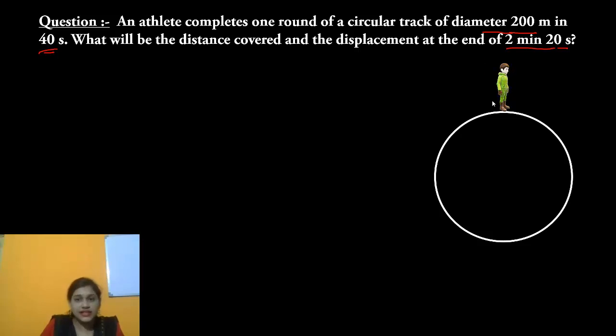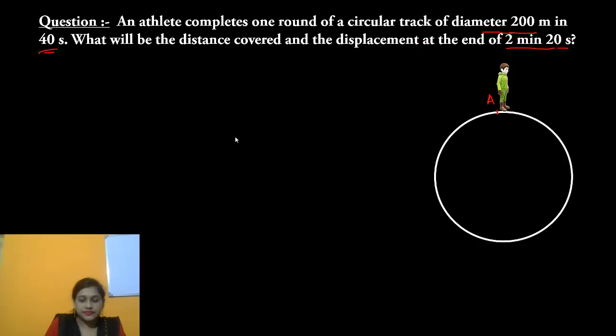See, this is his initial position. Suppose his initial position is at a point A, and he is standing at this point. He completes one round in 40 seconds. So in 2 minutes 20 seconds, how many rounds does he have to cover? We have to find that out first, then our final point will be known. After that, we can find out the distance and displacement.